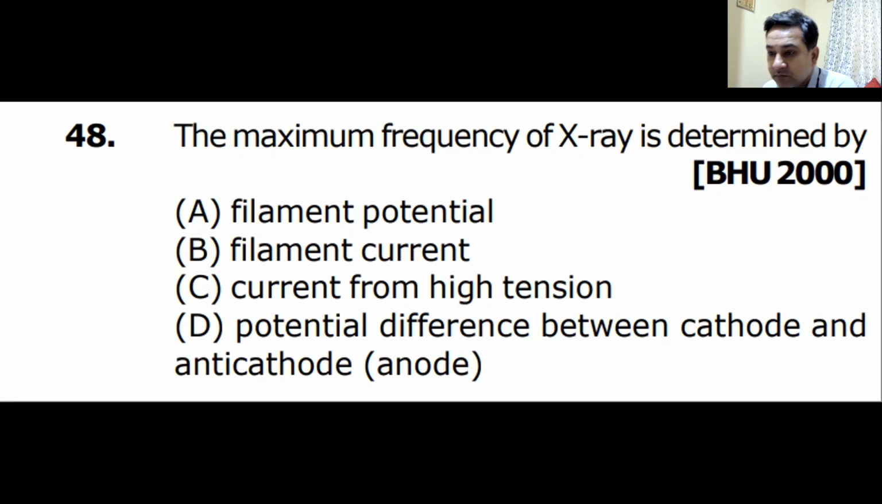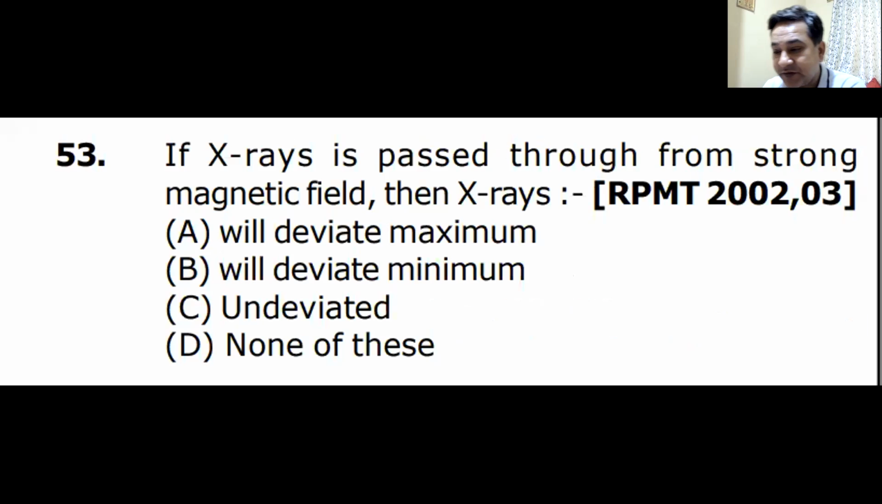Option A. Do we have a filament in X-ray, bacha? How are X-rays produced? You have forgotten the entire thing. Potential difference between cathode and the anode, sir. That is the answer, sir. Let us move on to the next question, bacha. This is 53. So the answer was D there. Do you understand this? Potential difference?